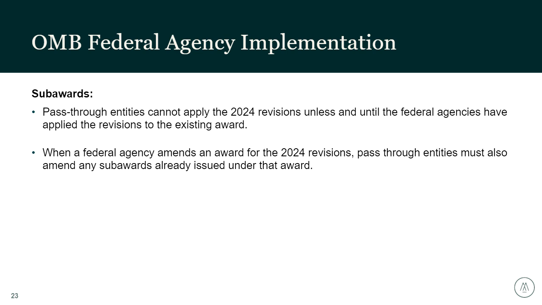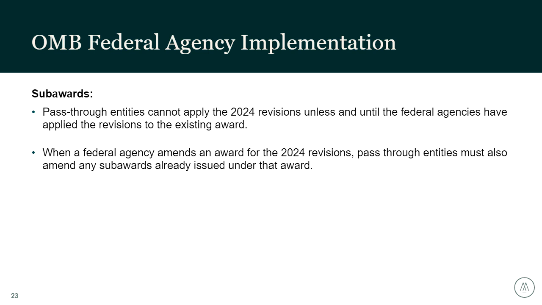All right. For subawards, this is important if you are a pass-through entity, if you are receiving grants and passing them to other organizations or governments. You cannot apply these revisions until the federal agency has applied the revision to the existing award. So you can't make a decision to apply these to awards already in place before October 1st. You have to make sure that prime contract or that prime grant document already includes reference to these revisions, and these revisions apply to it.